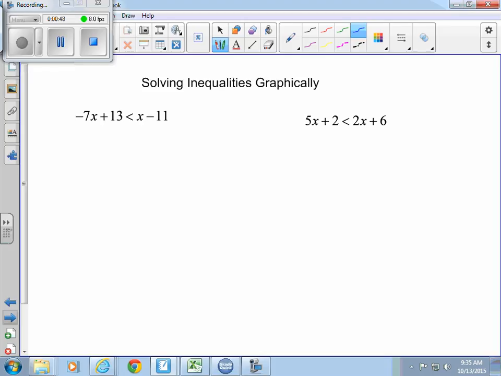There are two ways you can do this graphically. You can get 0 on one side before you start, or you can leave 1 on one side and 1 on the other side. Very much like solving equations graphically, right? Everyone know what I mean by that? So I'm going to take this as the problem from the bell ringer. I'm going to show you two options. So get your calculators out and follow along with me.